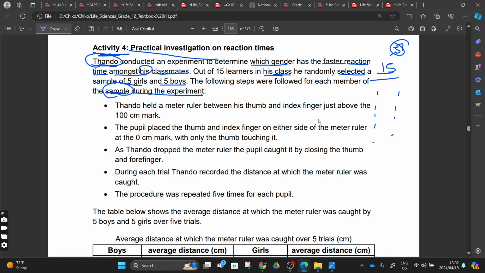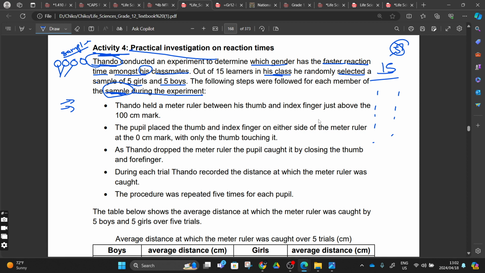I told you that when we say the sample, this is the number of things that we are taking out. If I have 5 mangoes, 1, 2, 3, 4, and I'm going to test 3 of them, 1, 2, 3, these 3 here will be our sample, right? The thing that we are going to use to test, and then the others we are taking out. We talked about this. The following steps were followed for each member of the sample during the experiment.